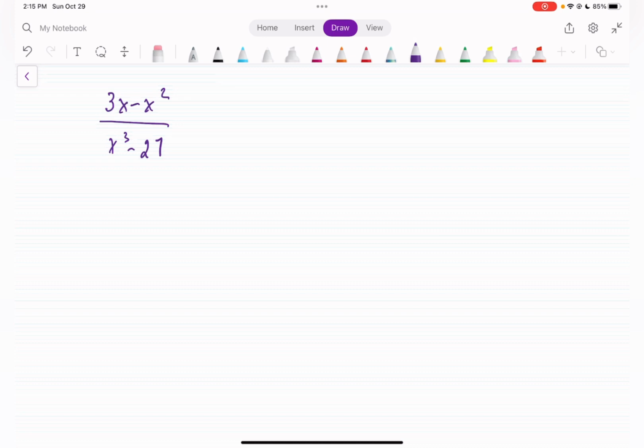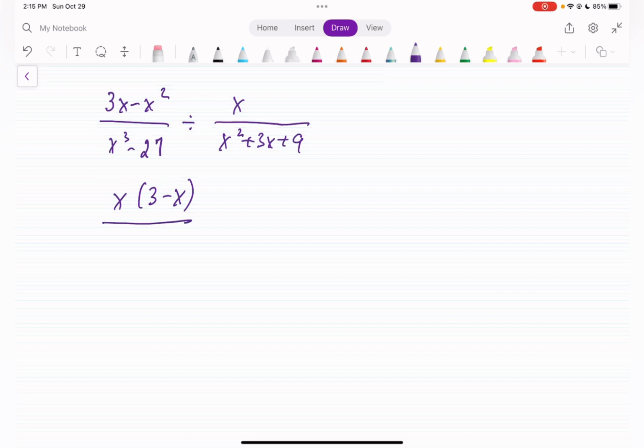Okay, and here is division. X over x squared plus 3x plus 9. And what do I get here? In the numerator of the first fraction, I have common factor x. I will have 3 minus x. Second one, x cubed minus 27. That's going to be, let me write down here, x cubed minus 3 cubed, right?